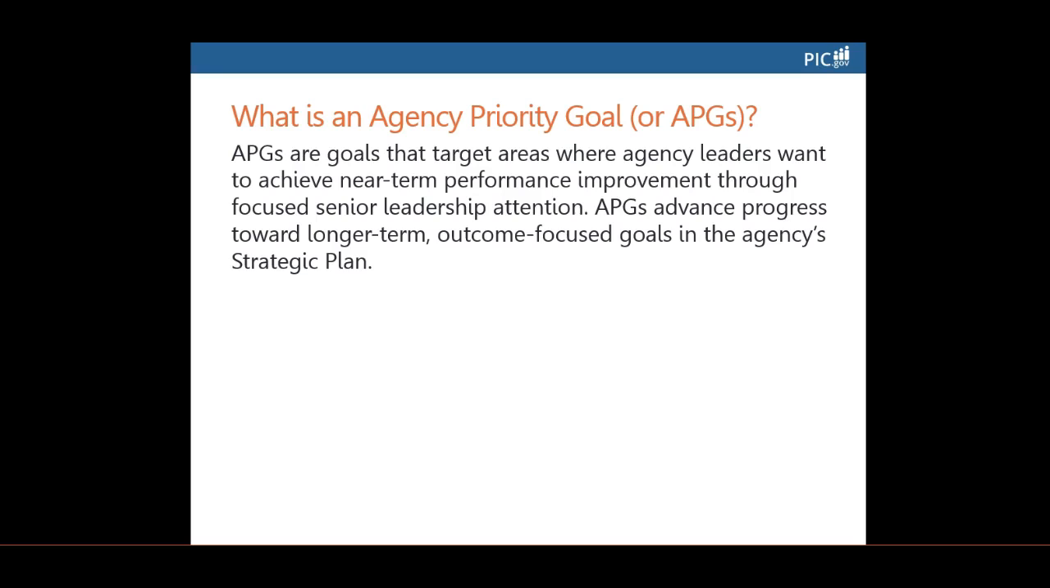Given their near-term focus on results or achievements that leadership wants to accomplish within approximately 24 months, APGs rely predominantly on agency implementation, as opposed to budget or legislative accomplishments. APGs require progress updates on a quarterly basis with OMB and RMO review prior to publication. For more information on agency priority goals and strategic requirements, please see OMB Circular A-11 Part 6, Preparation and Submission of Strategic Plans, Annual Performance Plans, and Annual Performance Reports.